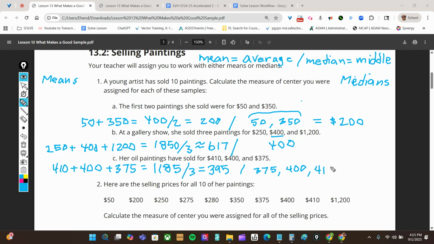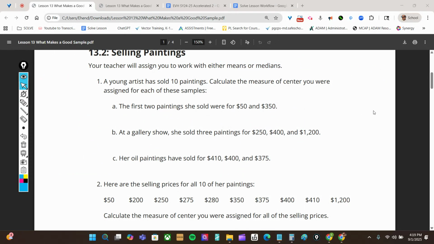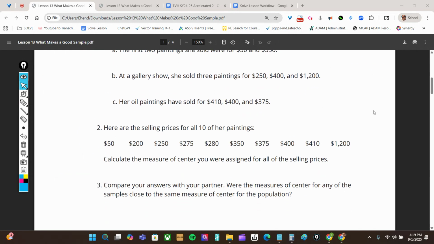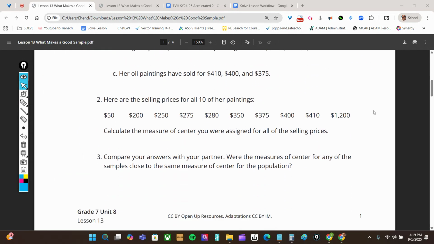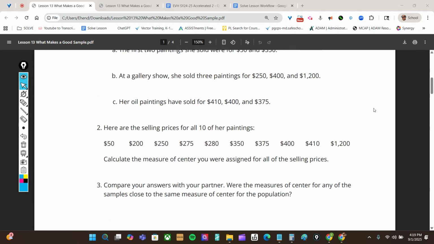So again, 400 is going to be the median. All right, let's keep it moving. I'm going to delete this so we can move down.